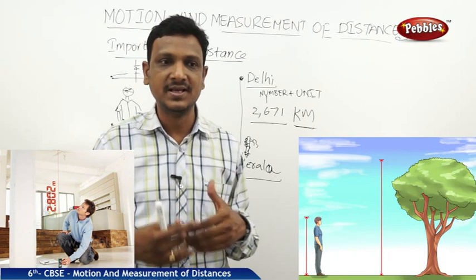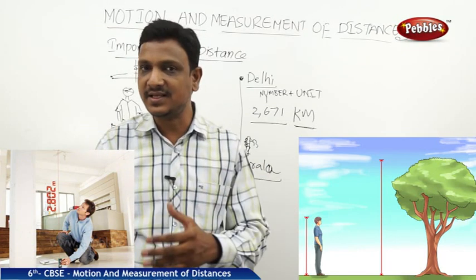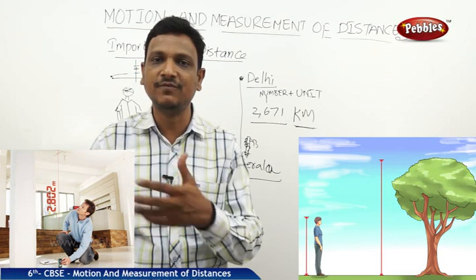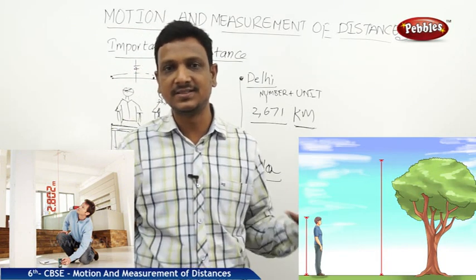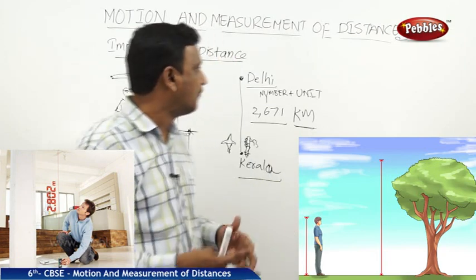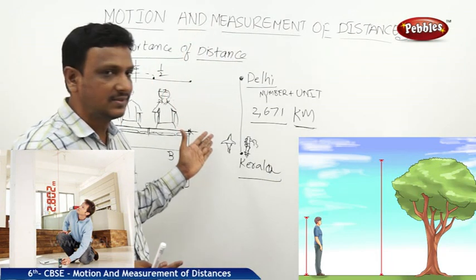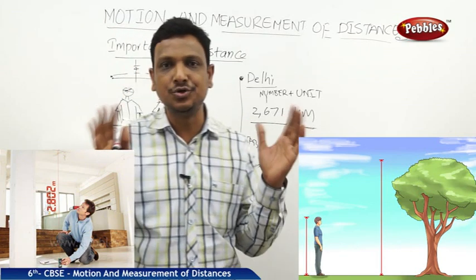If I say one thing, yes, this is the standard. Somebody says something else is the standard. There will be a conflict. I don't accept his words. He doesn't accept my words. So again it is a confusion. So for the measurement of distances, we need a standard unit of measurement.